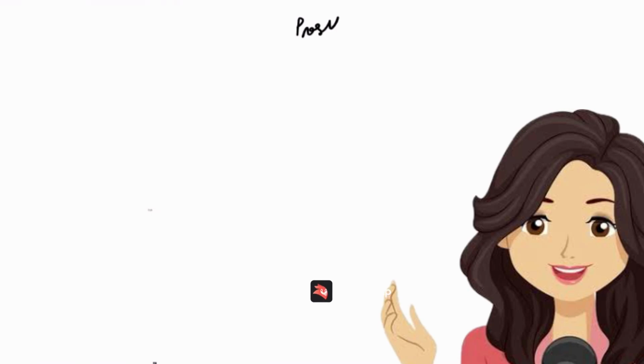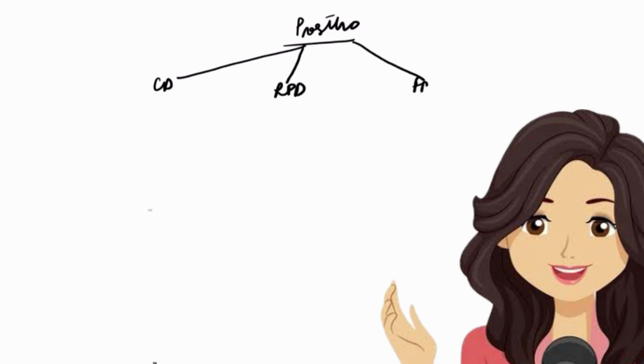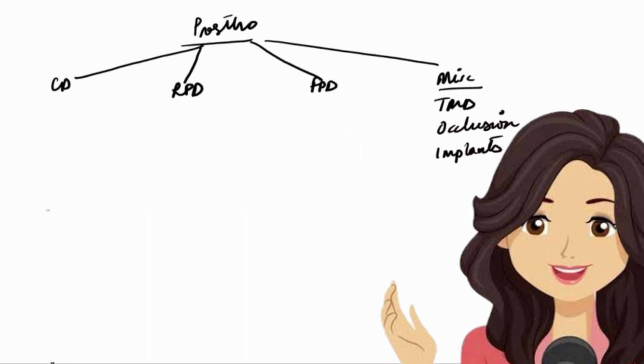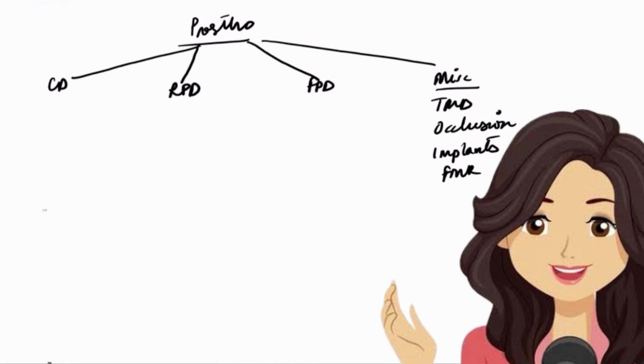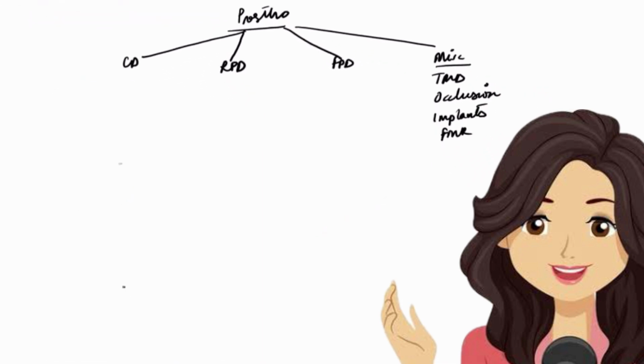Prostho as a whole, mainly what is asked in exams is complete dentures, partial dentures, and FPD. And the fourth section, if I call it miscellaneous, then from that PMD, occlusion, implants, and other miscellaneous sections such as full mouth or other aspects are usually asked.